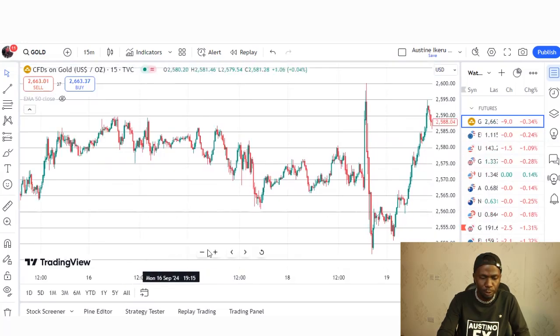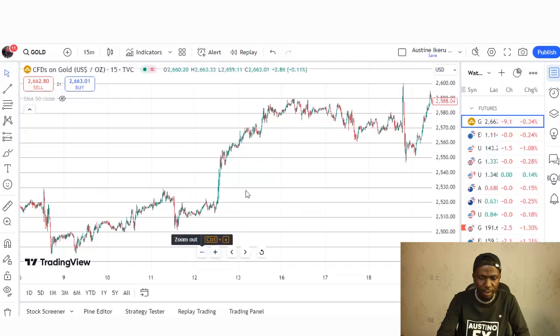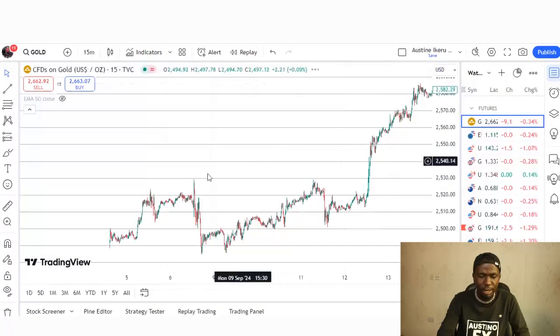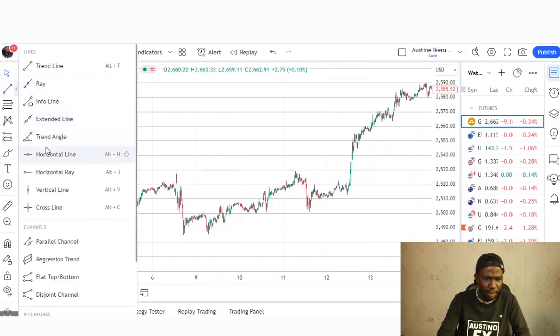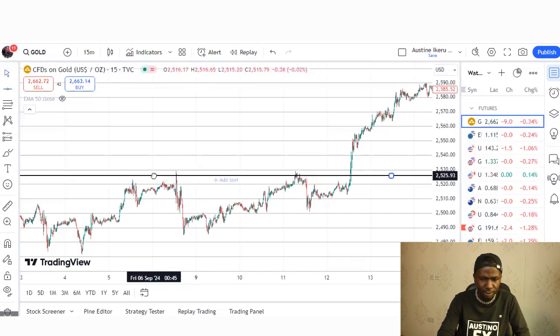So what you have to do is to make out time to zoom out your chart. By zooming it out, you know the direction that the market is going, so that you can be able to look for your area of value. So this is an example of an area of value. This is an area of value, right?